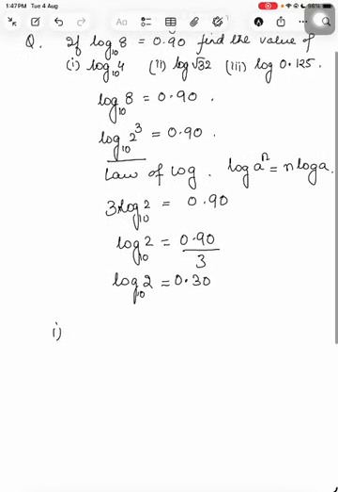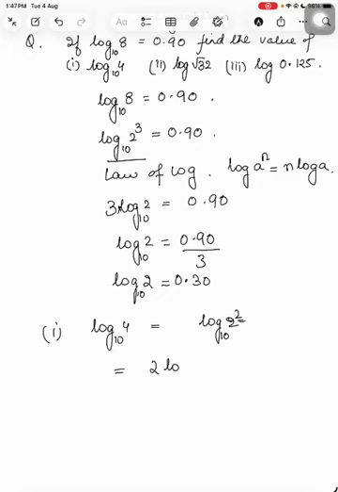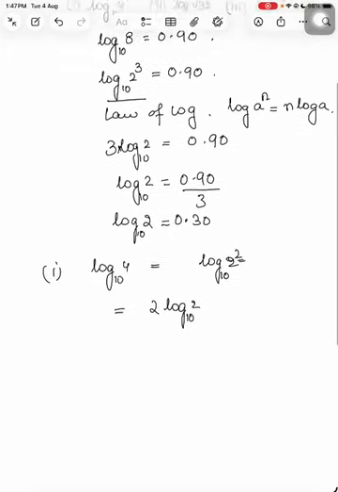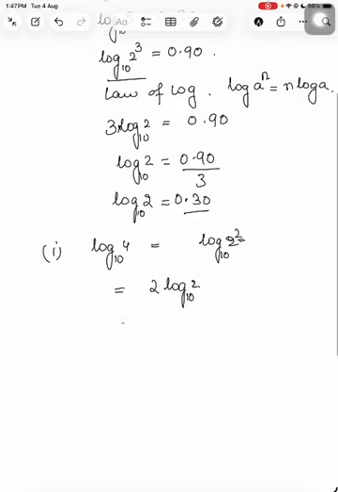So now we have to find log 4 to the base 10. Now 4 can be written as 2 square. Again, using the law of the log, this power will come in front of log. This will become 2 log 2 to the base 10. Log 2 we found as 0.30. So this will be 2 into 0.30, that is 0.60. So log 4 is 0.60.